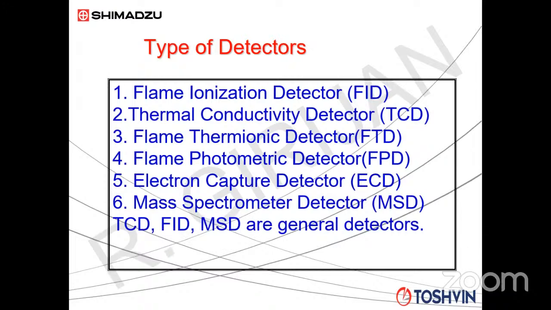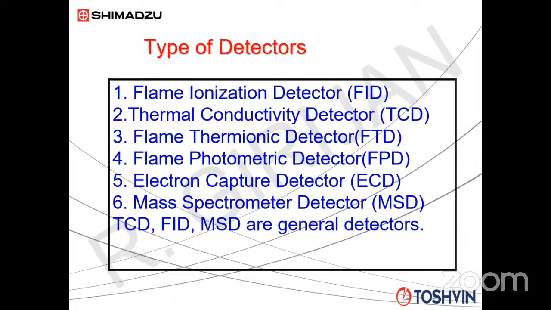Then the next one is flame photometric detector, FPD, which will respond only to sulfur and phosphorus containing compounds. These are all selective detectors. Then we have got electron capture detector, the most powerful detector in the case of GC. Electron capture detector is very, very selective for electrophilic compounds. Any compound which has got affinity for electrons, which can attract electrons. For example, chlorine containing compounds, any halogenated compounds are electrophilic in nature. And if these compounds are present in extremely trace level, ECD can be used.